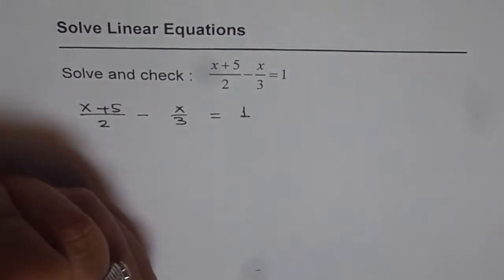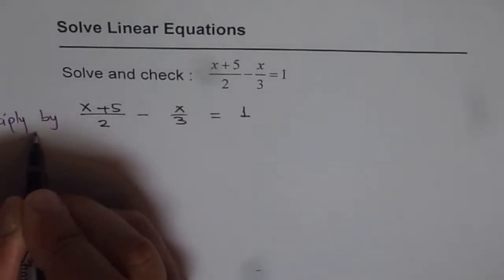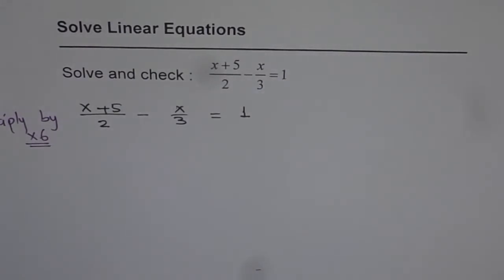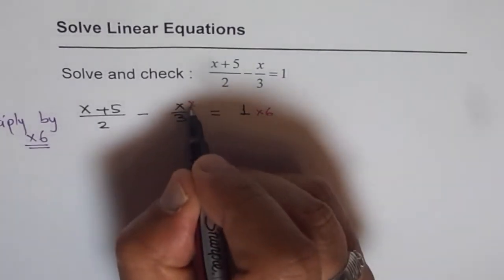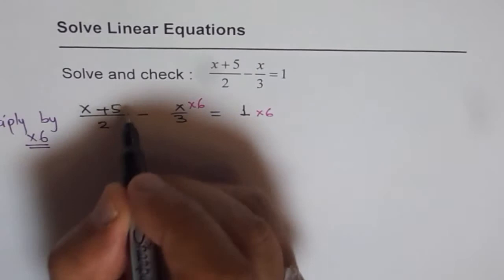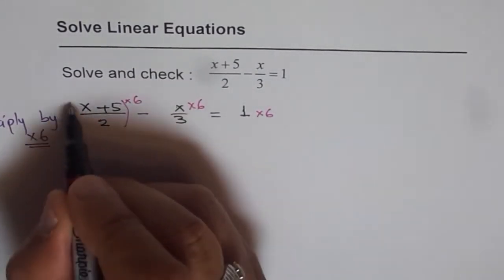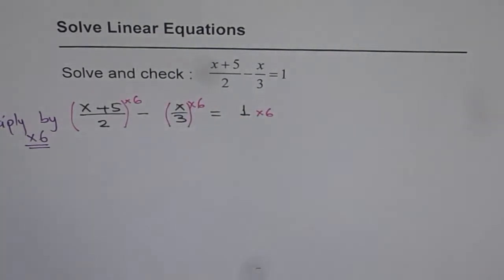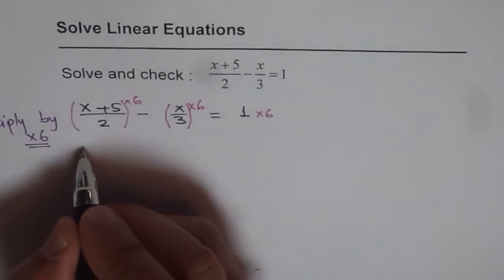So the first step is to multiply by 6. We'll do times 6 on both sides. What I'm trying to say here is that every term will be times 6. Don't get confused with x and times 6. When I write times 6, it is the whole term; the whole thing gets multiplied by 6. Let me rewrite and show you what I'm really trying to say.